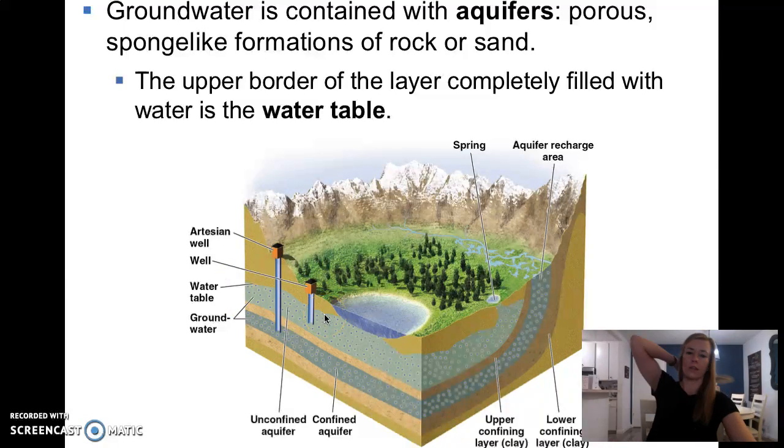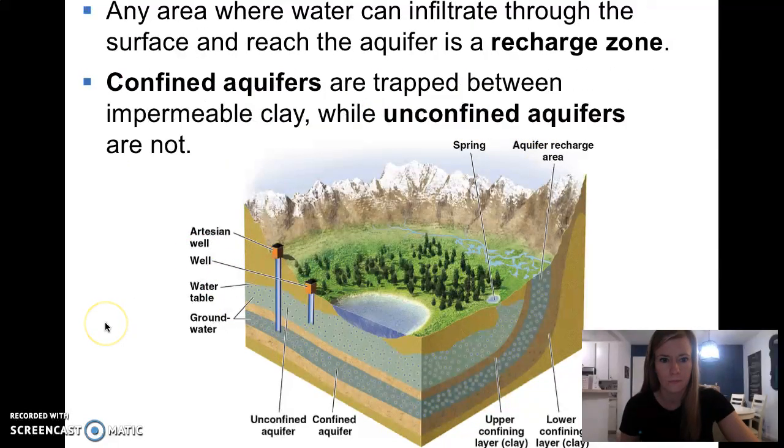The way you can think of it is, think about a sponge partially submerged in a Tupperware with water. The water below will completely fill up the sponge. Up top, there will still be pores in it. And that water level between where it's filled and where it's not is the water table. So the upper border of the layer completely filled with water is the water table.